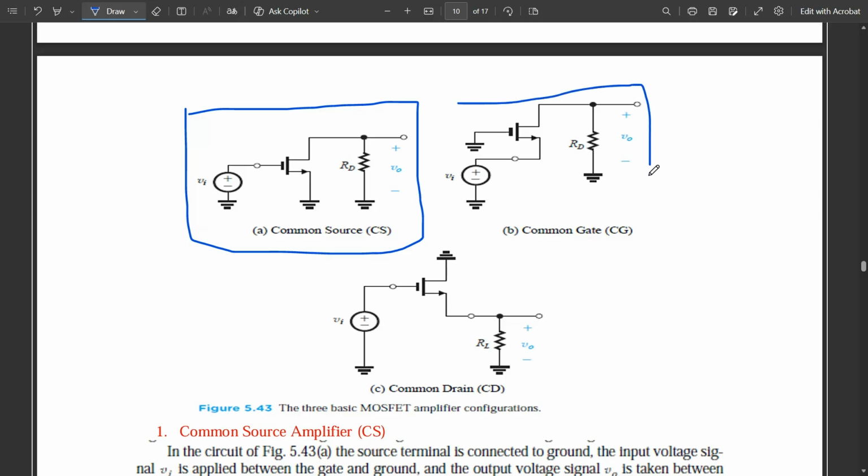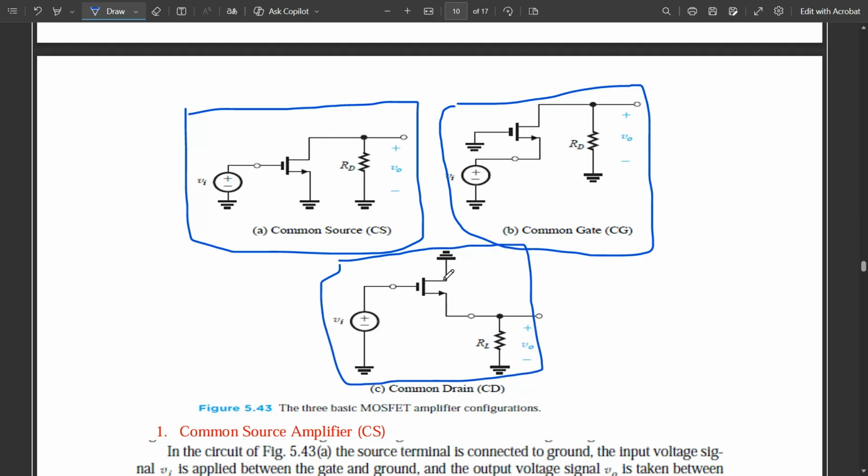Same goes with common gate here. In common gate, the gate terminal is directly grounded, and at the source terminal we have a voltage source Vi. The drain terminal is the same as before, with only one RD resistance, and the output is taken from the drain terminal. In common drain, the drain terminal is grounded. As you can see, this is the drain terminal and it is grounded. The gate terminal has a voltage source Vi, and from the source terminal a load resistance RL is connected, and across that load resistance we see the output voltage V0.